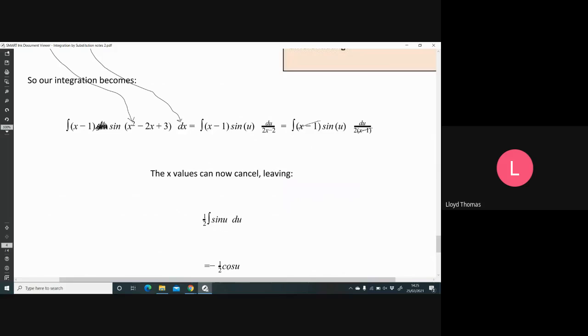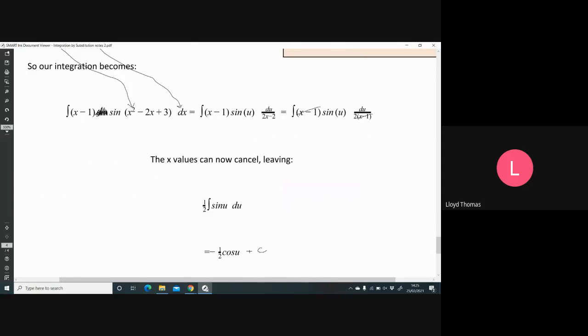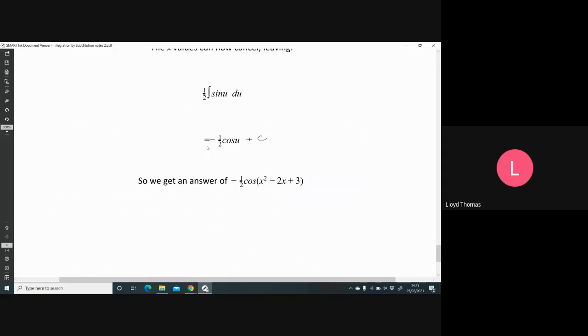Integrating sine u is minus cos u. So there's a plus c missing there. And we end up with this once I substitute u back in.